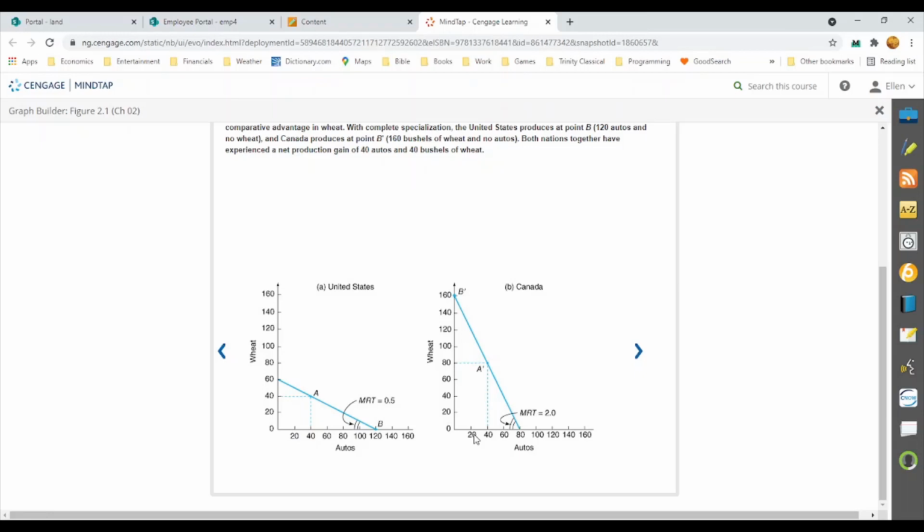And so that's a sign that the United States has a comparative advantage in cars because they lose less wheat production when they specialize in cars. The lower opportunity cost is the comparative advantage by definition. So the US has comparative advantage in autos. Therefore, remember this, Canada has comparative advantage in wheat.